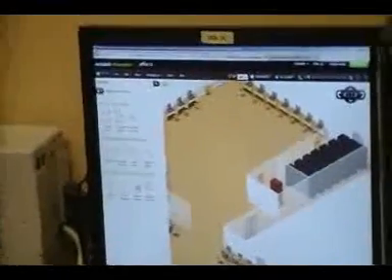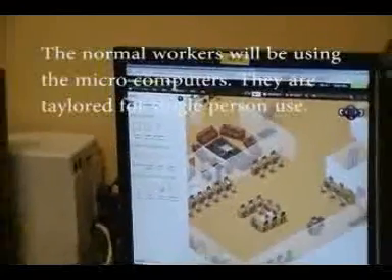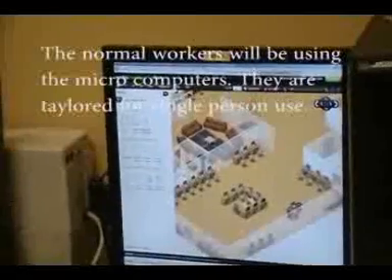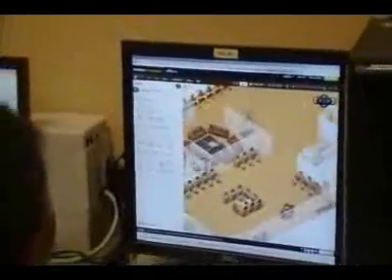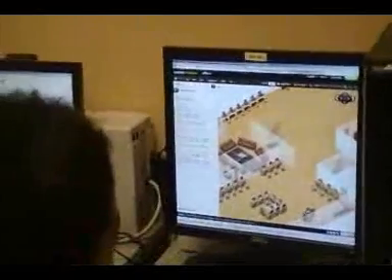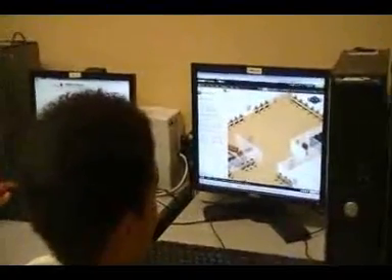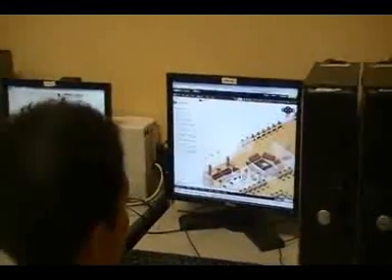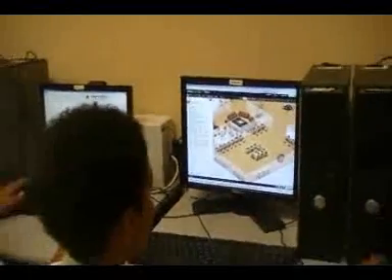So who would be using the microcomputers then? Just the NASA workers, the normal workers, because they're made for single person use. So one person will go to each computer and will do the specific jobs in helping launch the rockets. All these are the microcomputers that the people in the office will use. Plenty computers. Server.